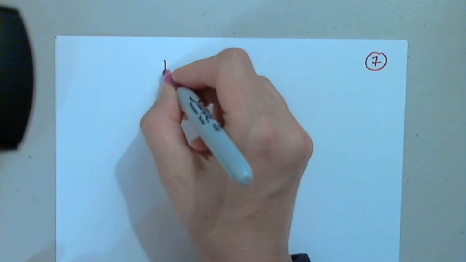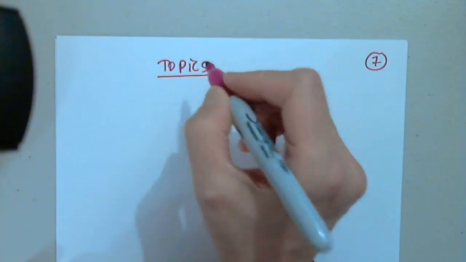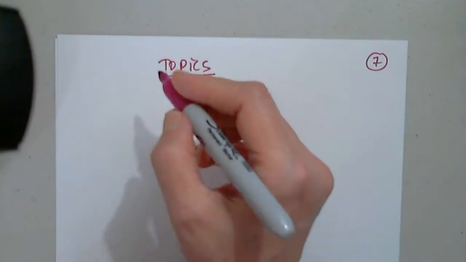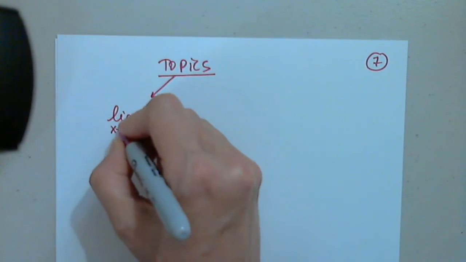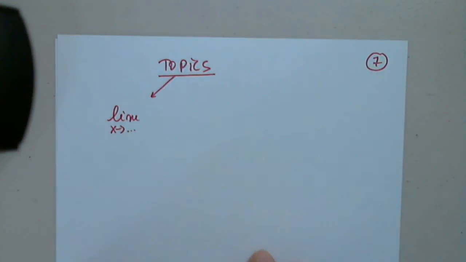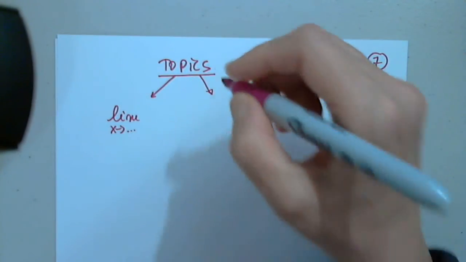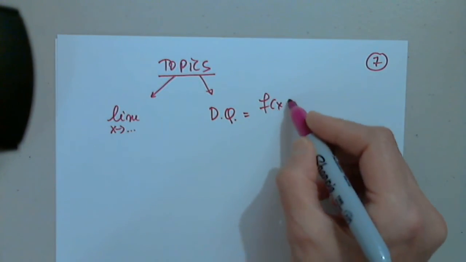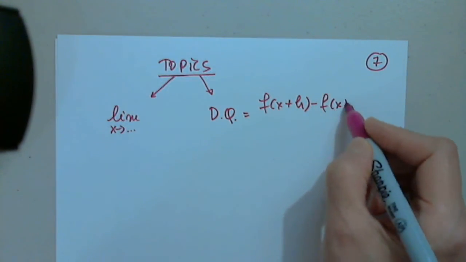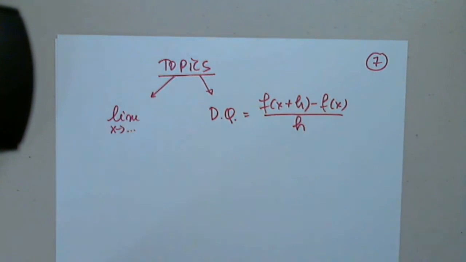So far in this course, we talked about two major topics. We talked about a lot of things, but two major topics. One of them is the limit as x approaches something. And the other major topic was the difference quotient, which was f of x plus h minus f of x divided by h. Okay, stay with me, please.